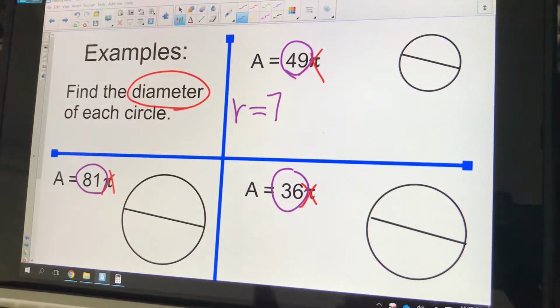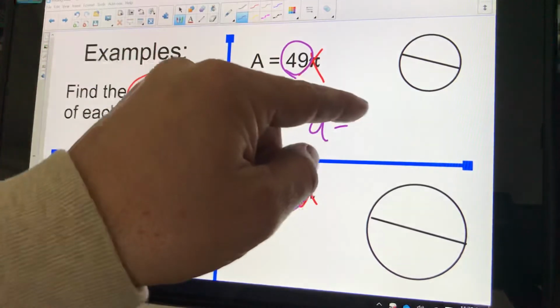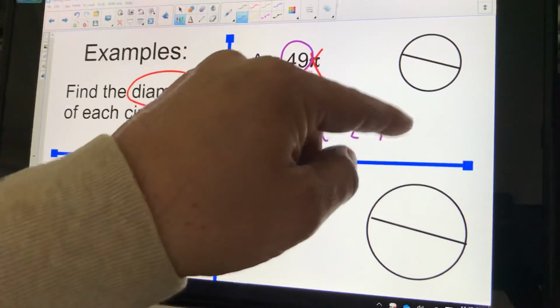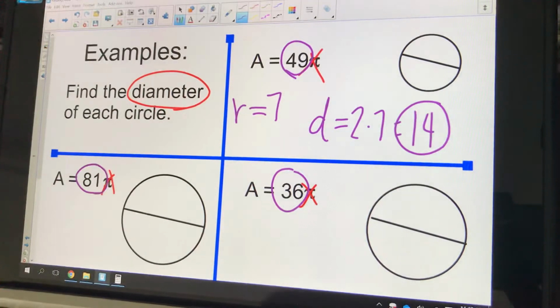Okay, now most people think we're done there. On the last page, we would have been done. But now it says, so what's the diameter? The diameter is 2 of the radius. 2 times 7, the diameter must be 14. Okay, that's going back to the very first day of circles. What's the relationship between radius and diameter? The diameter is 2 times the radius, or you could say the radius is half of the diameter.